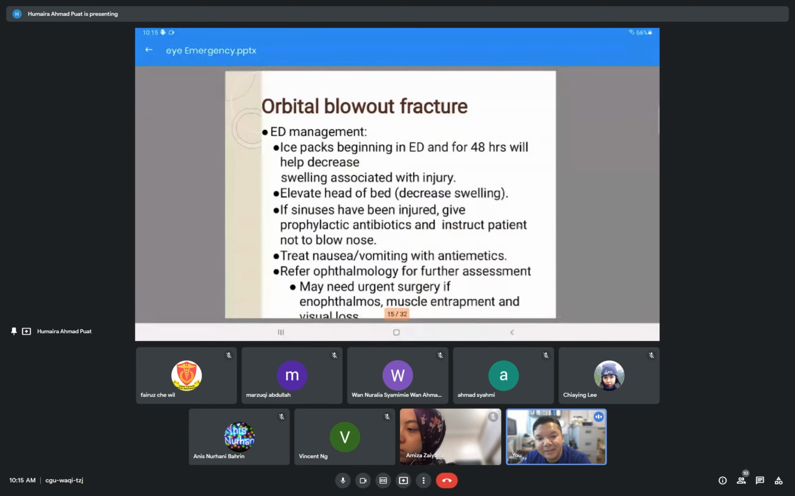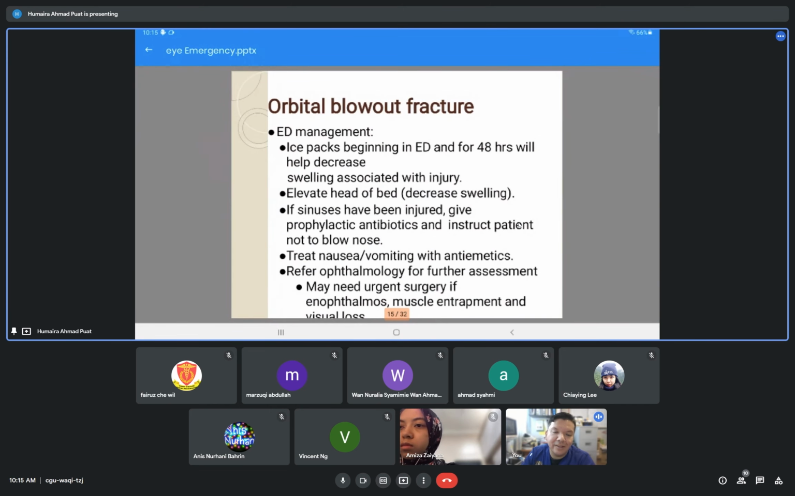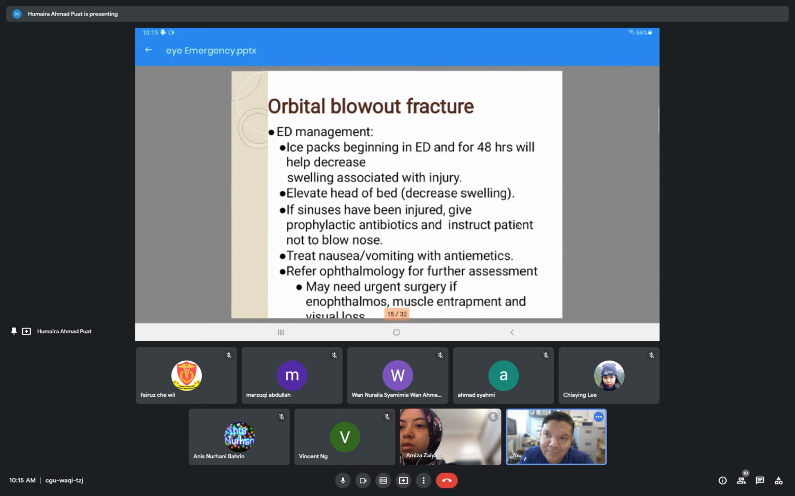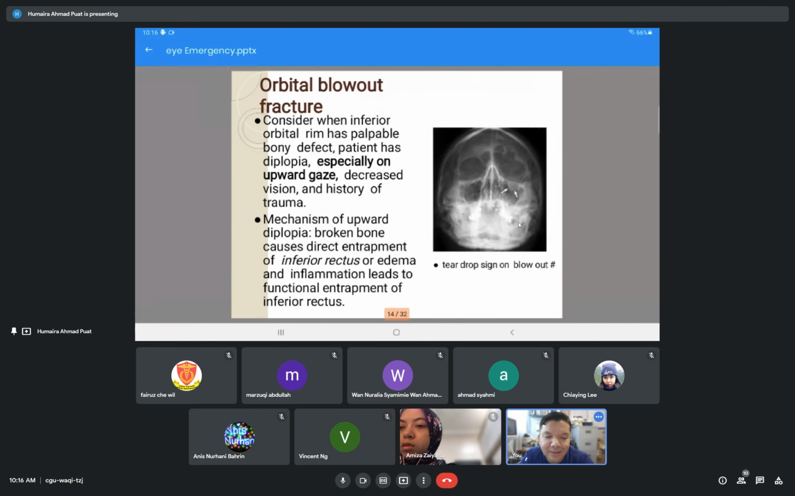So for orbital blowout fracture, okay, the weakest part of your eye is the floor of the orbital rim, the inferior part. So if there is injury, usually that place is where it easily fractures, because that is the weakest part. Okay. So you must look for an entrapment. And then the treatment for our side, we match. This one must refer to ophthalm or maxillofacial.